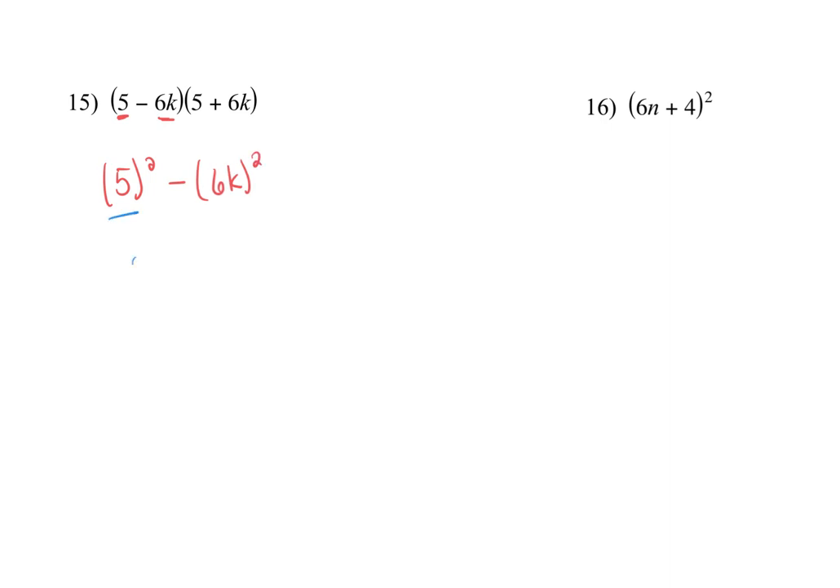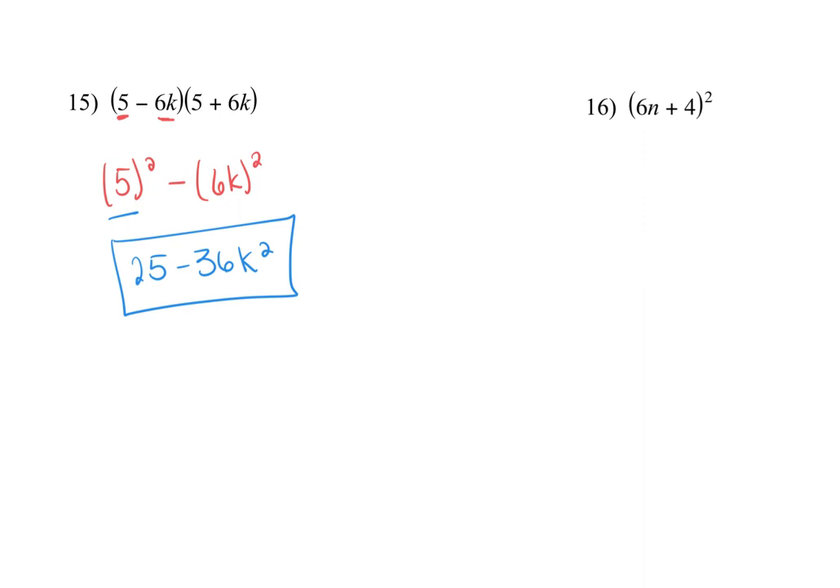So I end up with 25 minus 36k squared. And that is my answer. If I were to foil that, my inner terms would cancel. Okay? So my outer and inner terms are going to be the same, just negated, and they would cancel. And I would be left with my first term squared and my last term squared, always subtraction there.